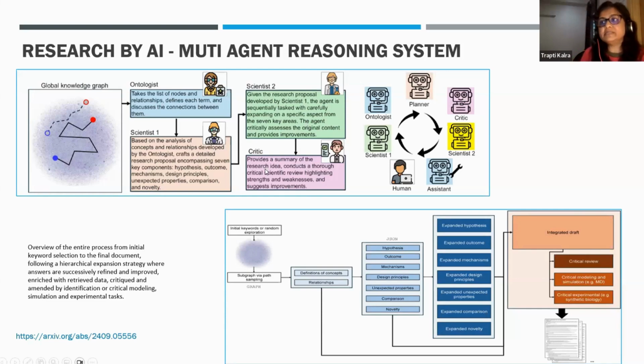Finally, a critic provides a summary of the research idea, conducts a thorough review, and highlights the strengths and weaknesses in the research, what alternative improvements can be done, and gives that kind of idea. So in a way, that process of, let's say, 2 or 3 months of initial research can be done, and we can get some good insights leveraging the knowledge graph, which has the knowledge of all the literature that you could assemble to impart to this particular knowledge graph.